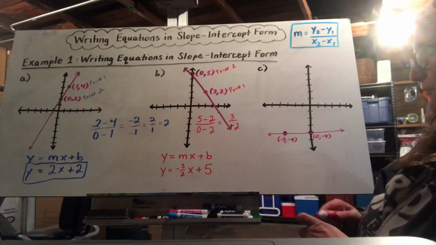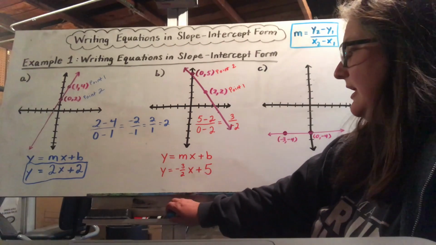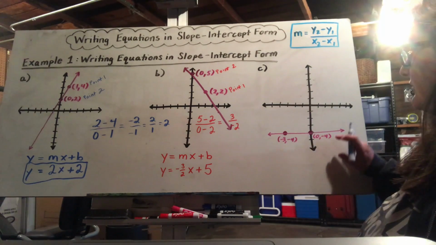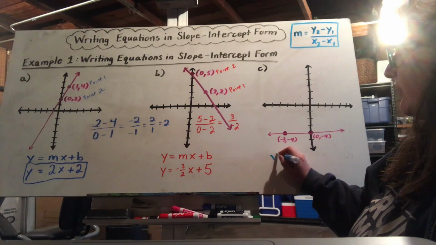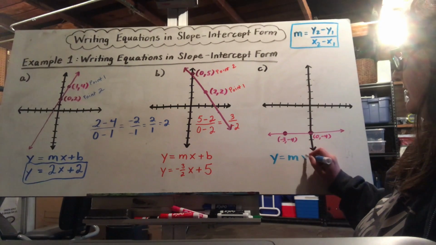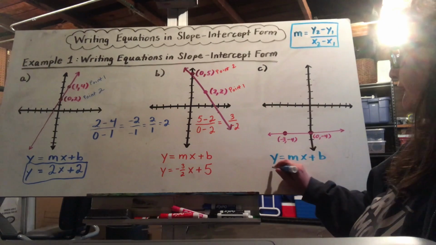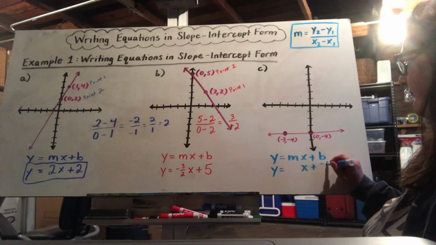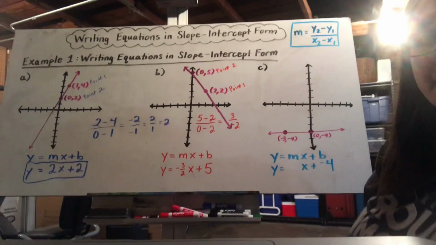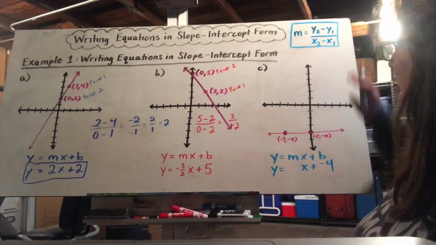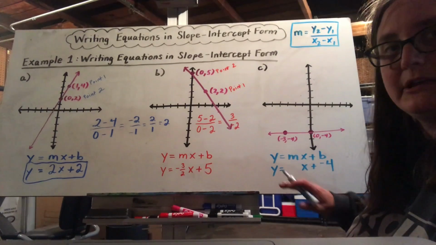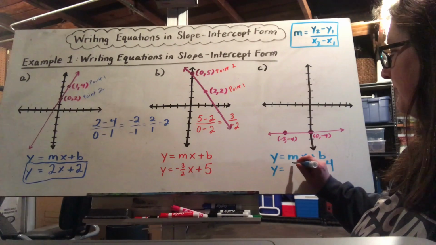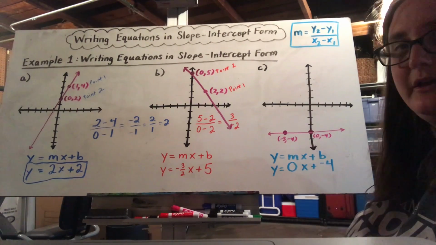All right, let's take a look at one more. This time, I see that my line is crossing the y-axis at negative 4. So for my y-intercept, I'm going to put in negative 4. For this one, my slope, I could use the formula to figure it out, but I see it's a horizontal line. It's completely flat. It's going to have a slope of 0.